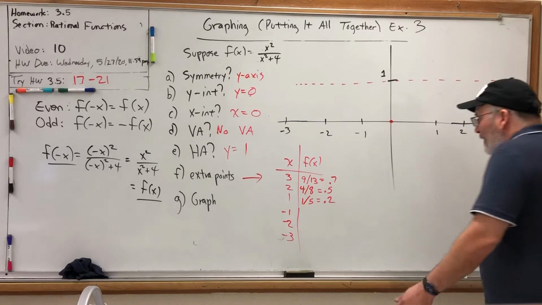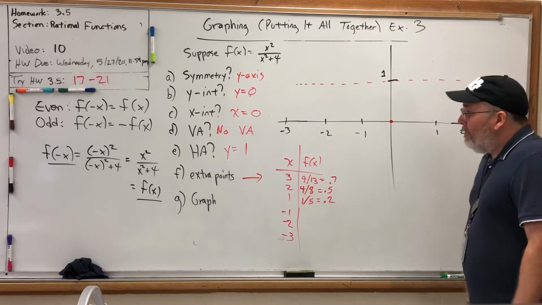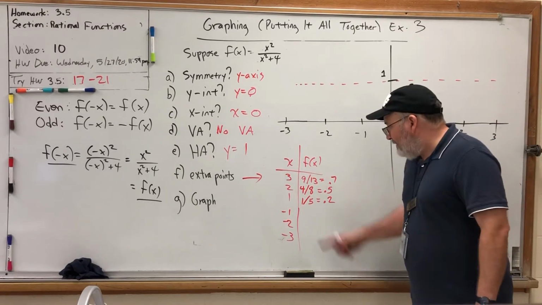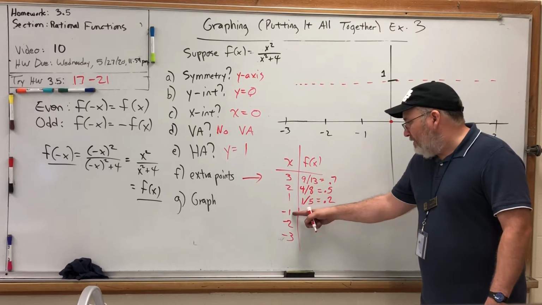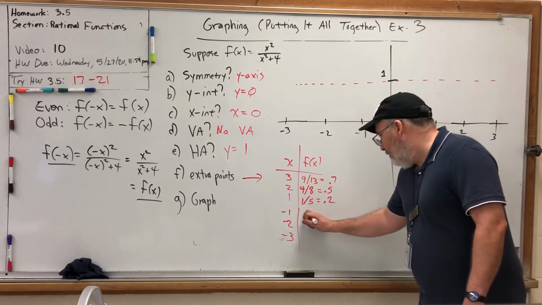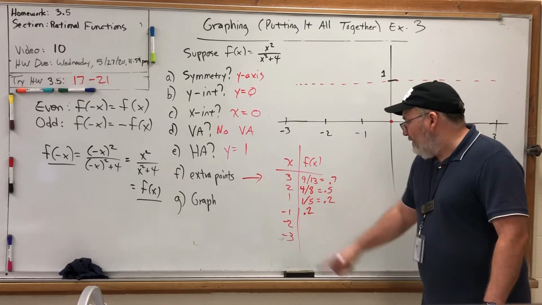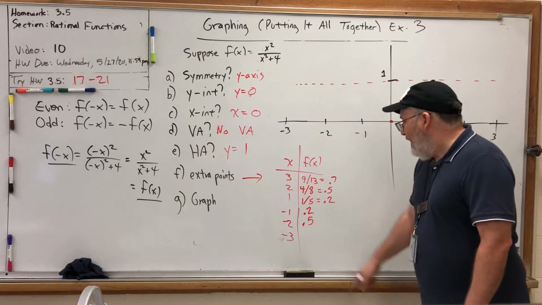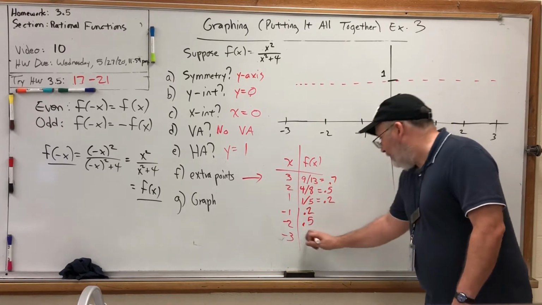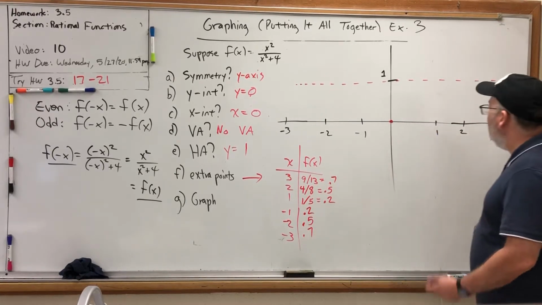Oh, wait a minute, the negatives, but I don't have to do them. An even function means that opposite inputs give equal outputs. So -1 gives the same answer as +1, 0.2. Negative 2 gives the same answer as positive 2, 0.5, and negative 3 gives the same answer as positive 3, 0.7.